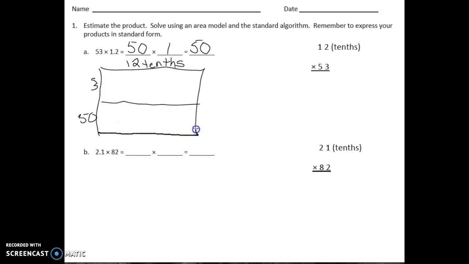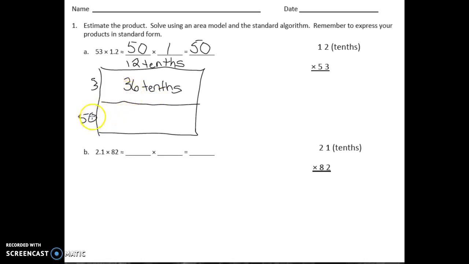When we go through and we say 3 times 10, it's 30, and 3 times 2 is 6. So we can say then, this is going to become 36 tenths. And for every 10 tenths, we actually have a whole. So this means it's probably going to be 3 whole, right?